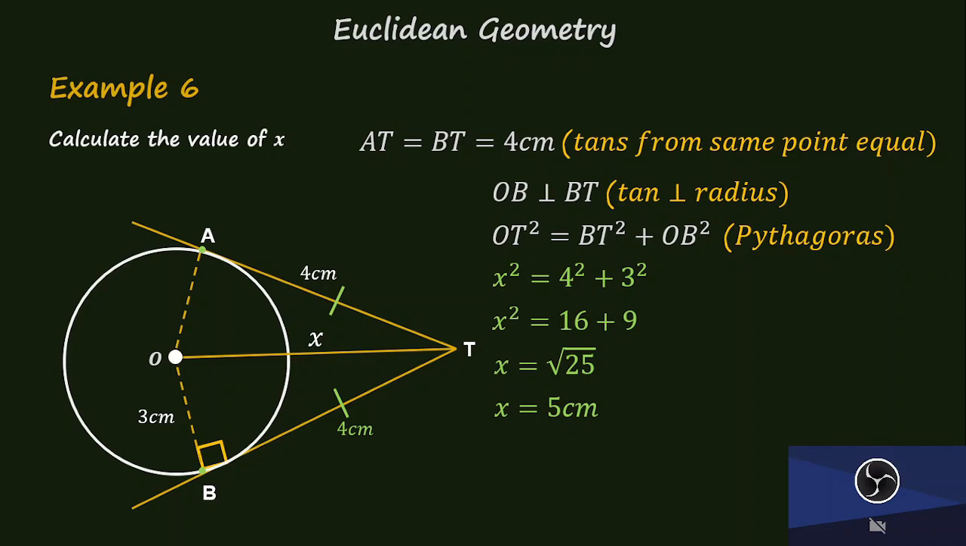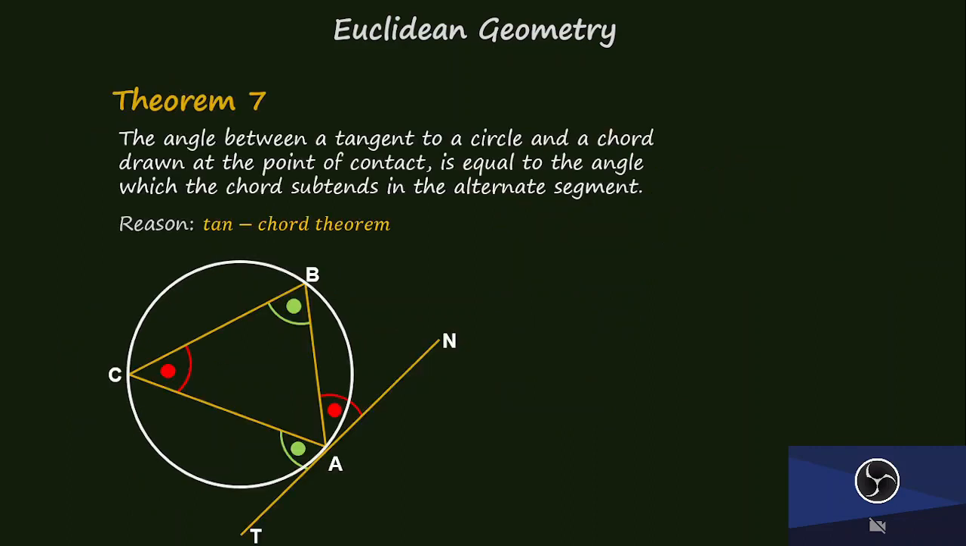All right. Let us move to the last theorem. Theorem 7, the tan-chord theorem. This one, it's the popular one. If it's not popular now, you get to know it because everybody seems to know it, right?